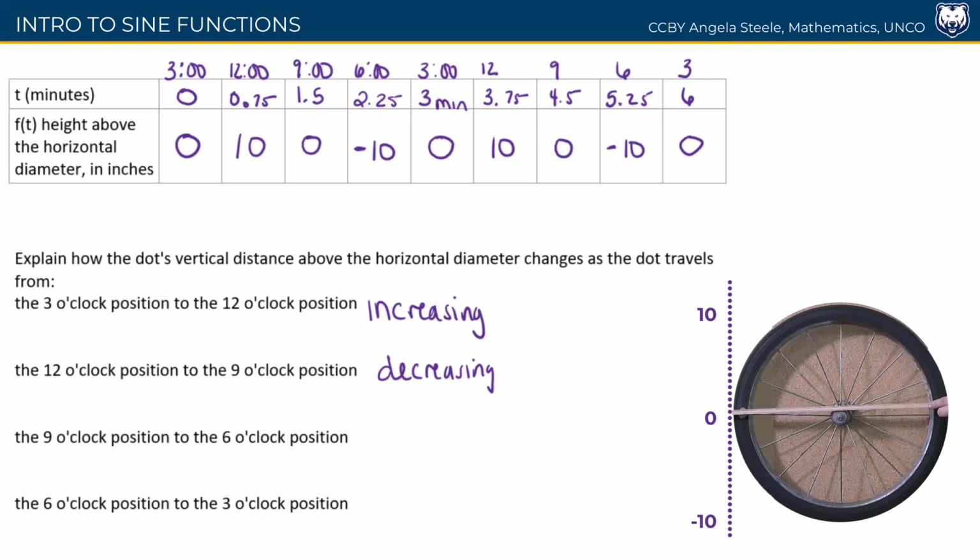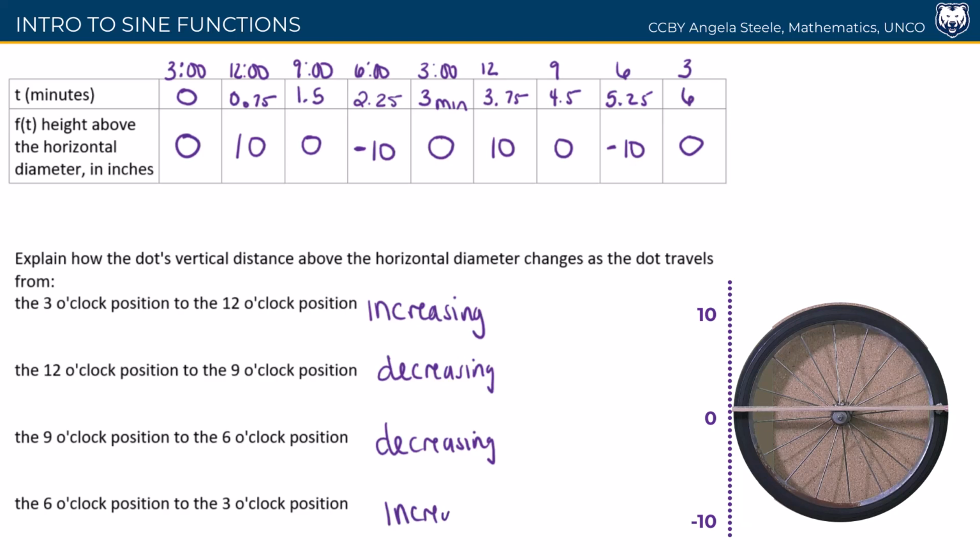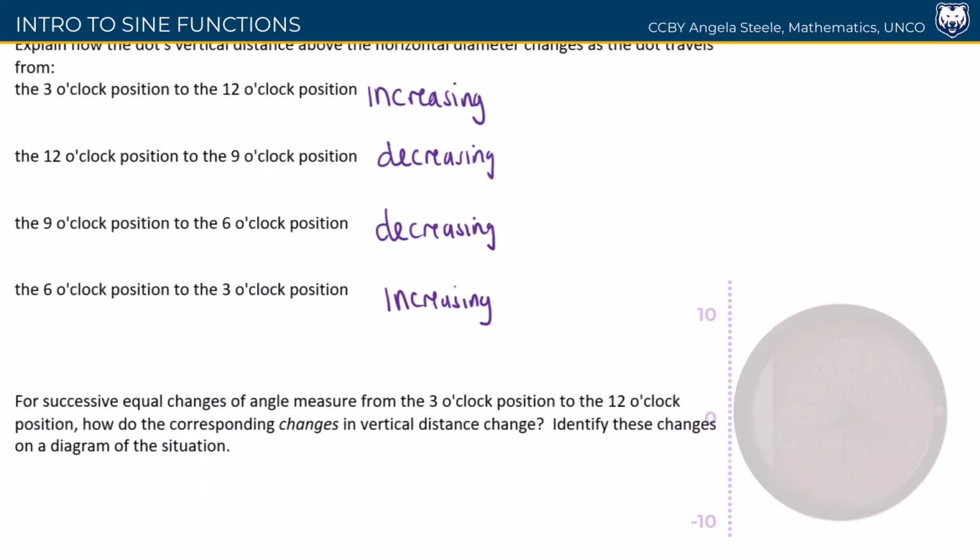And then from the 9 o'clock to the 6 o'clock position, we again are decreasing because we are going from 0 down to -10. So we are decreasing that height. And then the last one here, going from the 6 o'clock to the 3 o'clock, we started 10 units below. We are now at the 3 o'clock position going to be at 0 units. So we're right in line with that horizontal diameter. So going from -10 to 0 means that we are increasing. Okay, so all of this is going to help us build the graph here in just a couple minutes.